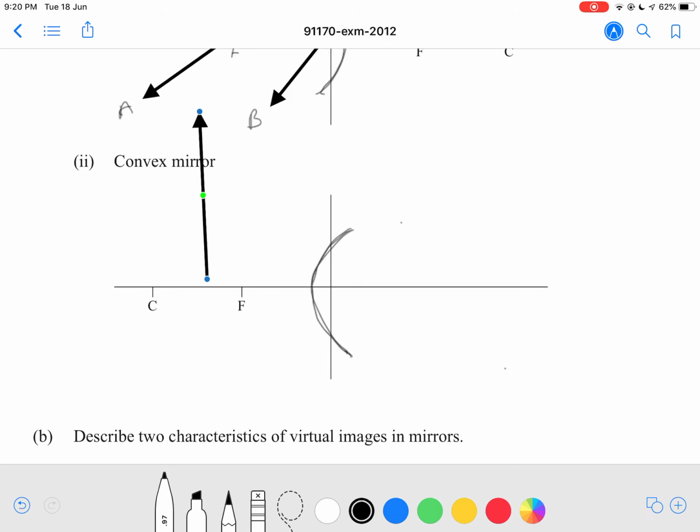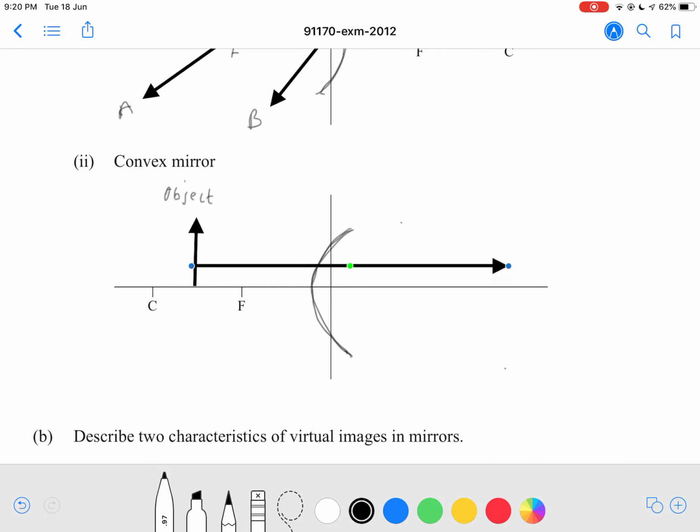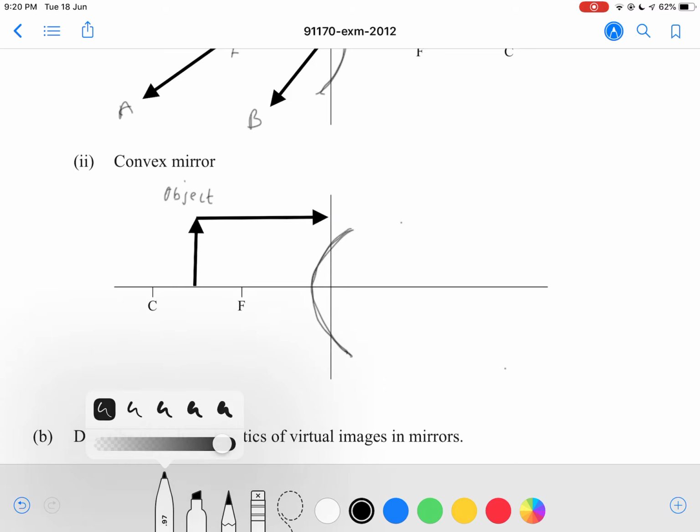So once again, we have our object. And once again, we're going to draw our two rays. One ray is going to be exactly perpendicular, 90 degrees, and it's going to hit the mirror. As you can see, this part is curving upwards, so it's going to hit the mirror and bounce in this direction. But if we dot it back, it should be hitting the focal point.